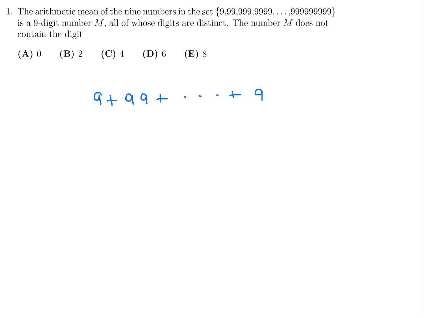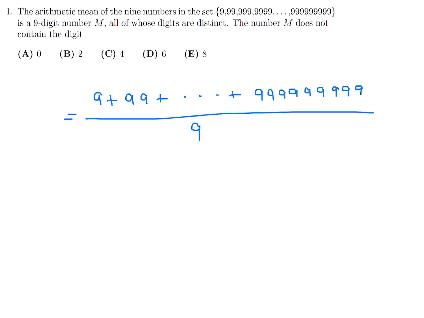Well, as I'm sure you know, you add them all up and you divide by the number of integers or digits or whatever. So we have, I think, 9, 99, 999, all the way up to 123456789. So we got 9 numbers here. So you divide by that, and that gives you the arithmetic mean.